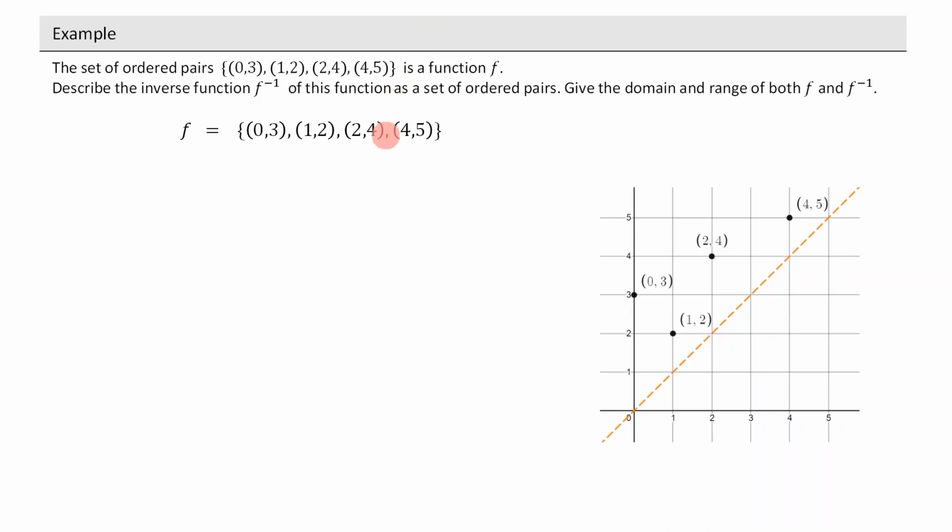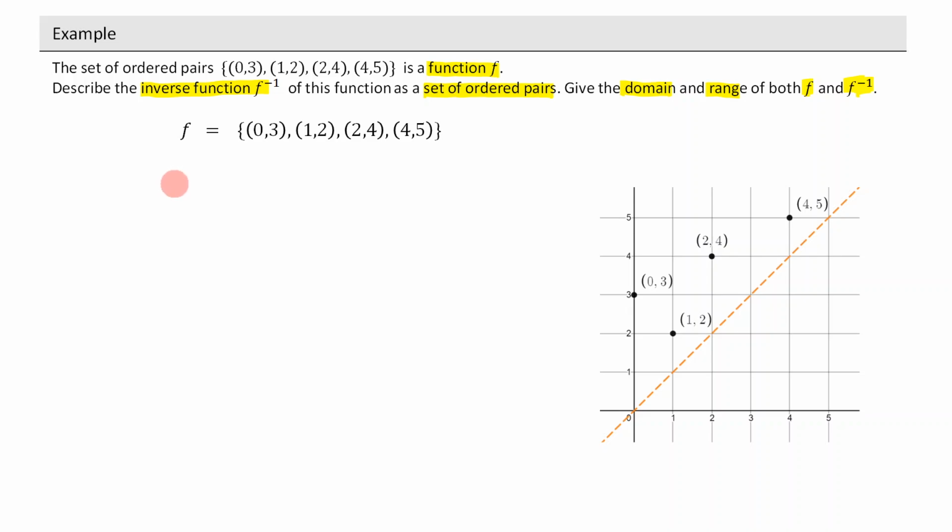So we're going to go through this example here, and by going through it, we're going to get a better understanding of what the inverse function is. Okay, so the set of ordered pairs here is a function f. First, we are going to describe the inverse function of this function as a set of ordered pairs, and then we're going to give the domain and range of both f and its inverse.